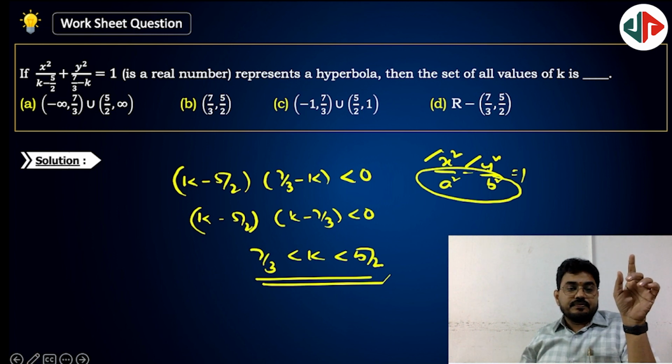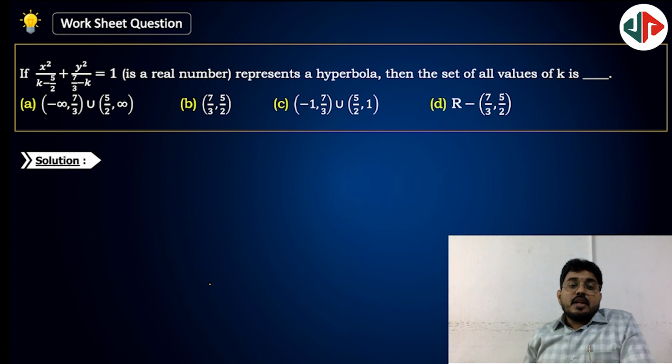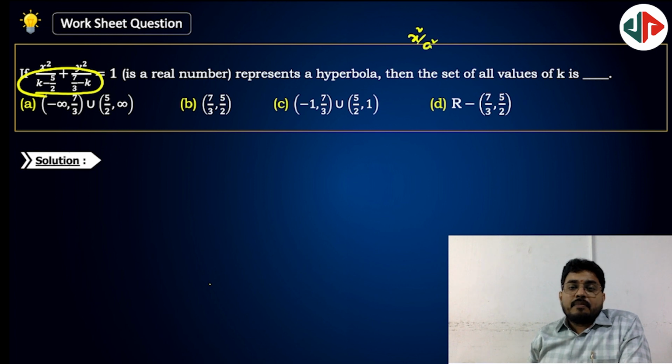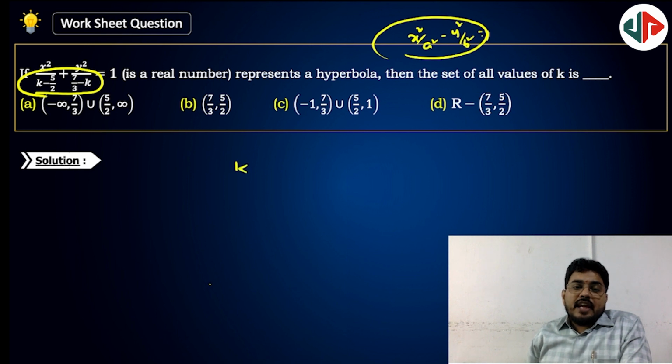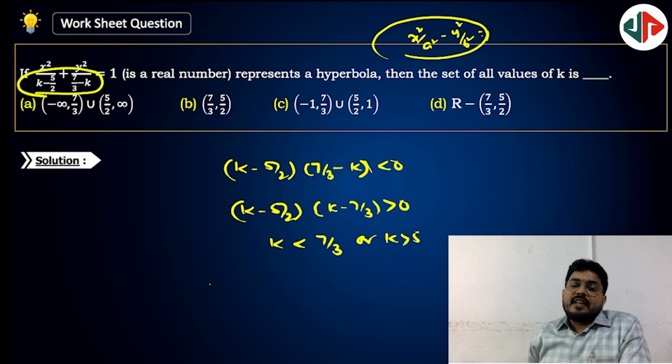These are wrong. I am repeating this question. So this is represents hyperbola. Standard form is x square by a square minus y square by b square is equal to 1. So they need to have opposite signs. So k minus 5 by 2 into 7 by 3 minus k should be negative. When I multiply this, k minus 5 by 2 into k minus 7 by 3 is greater than 0. So either k is less than 7 by 3 or k is greater than 5 by 2.